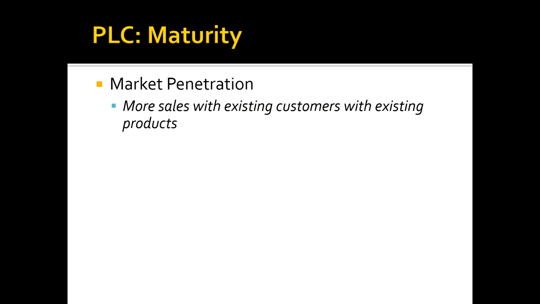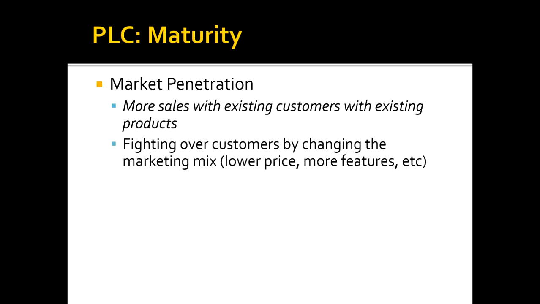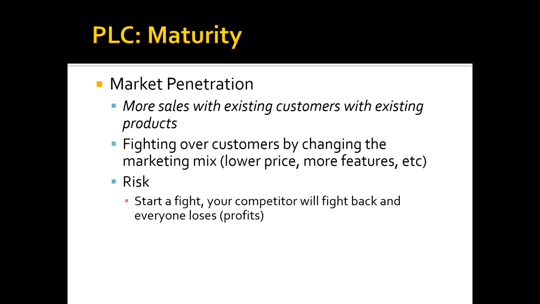Market penetration. In other words, how to get more sales with existing customers with our existing products or brands. And this is pretty much just like what happened during the market shakeout. We're fighting over customers either by changing our marketing mix, lower price, more features, different marketing communications, promotions of different types. So there's always a risk, especially using market penetration in maturity, because the competitors that are left are all strong. They survived the market shakeout. They should be in pretty good position. They're unlikely to not do anything. They're more likely to fight back, and when they fight back, everyone loses profits.